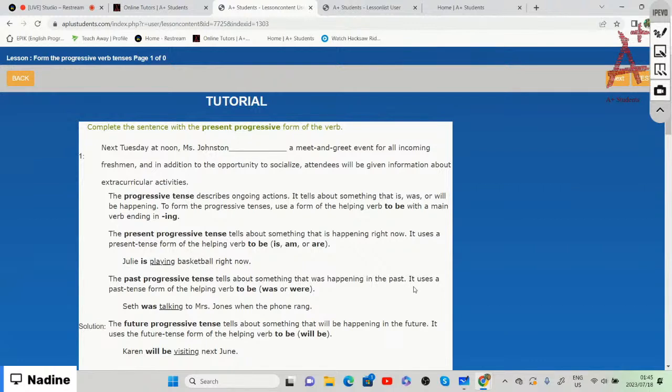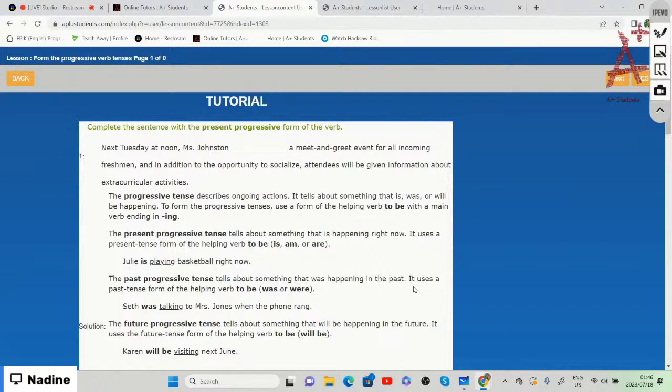And as you can see, in either progressive tense, the present progressive, past progressive, or future progressive tense, the verb ends in ing. And we also need a helping verb within that sentence, which is either to be, which is am, is, or are within the present progressive tense, was or were within the past progressive tense, or will be, which shows the future progressive tense.